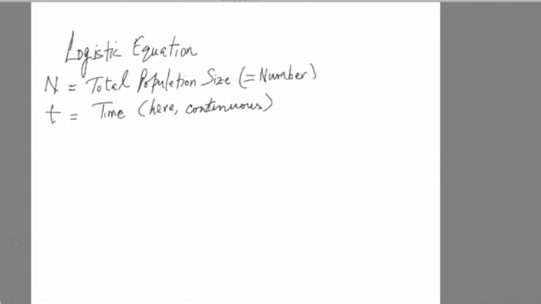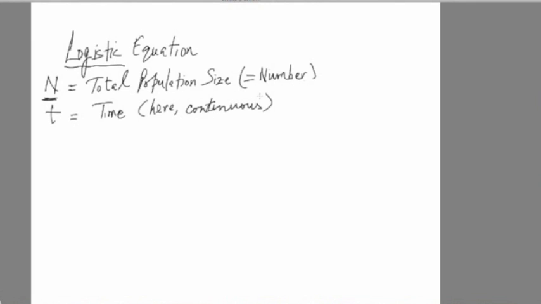This is the first module on the logistic equation, right there. It is the simplest equation that is used to model population change. The two things we need are n, the total population size, which is just a total number. It's just the count of individuals, and we ignore their age, size, and other characteristics. And t is time, which here is taken to be continuous.